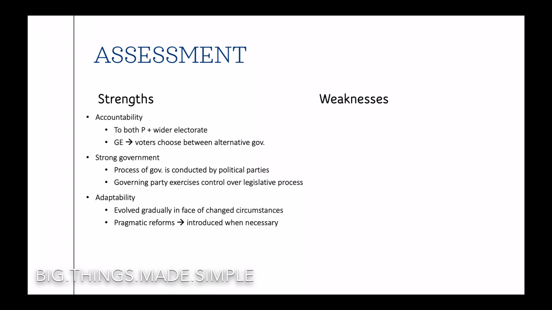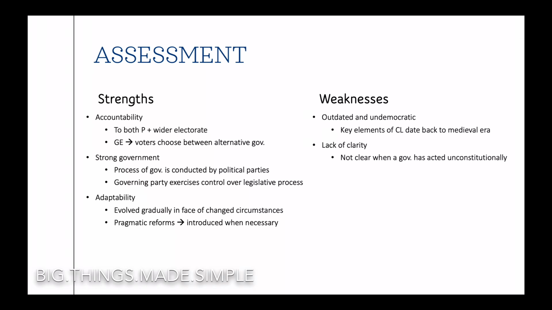However, there are also people who argue that the nature of the Constitution is outdated and undemocratic, as key elements of the common law date back to medieval times, and the existence of hereditary peers in the House of Lords makes it hard to justify such hereditary principles in a democratic state. The lack of clarity also poses a weakness, as it is not always clear when the government has acted unconstitutionally, and the rights of the citizens are poorly defined and entrenched.